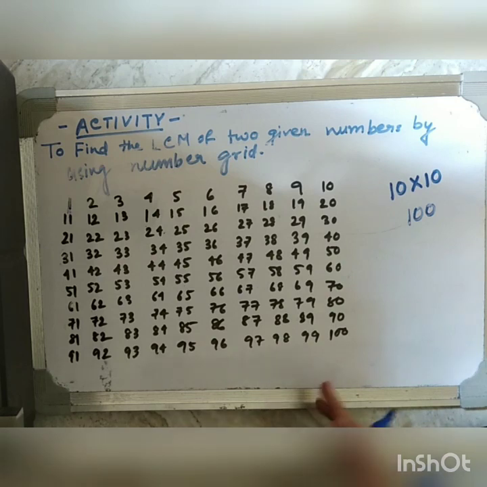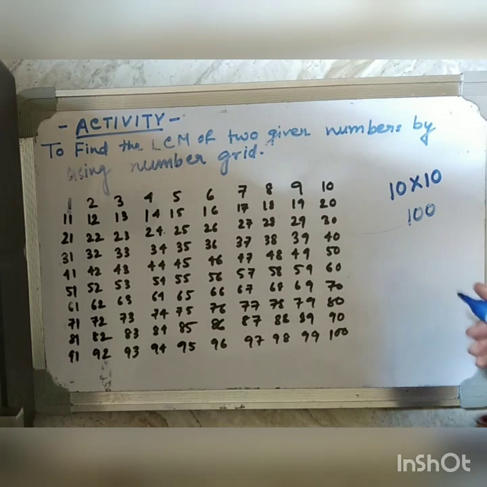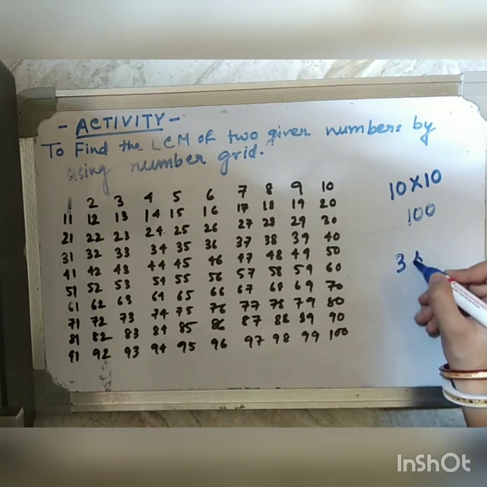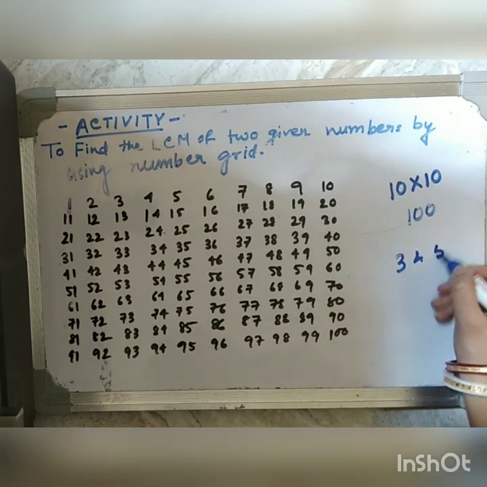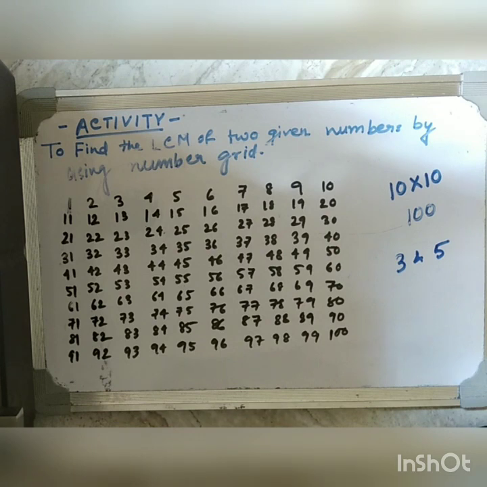The first thing I will tell is how to do this. After that I will say how to write. Now let's say the two given numbers are 3 and 5. Suppose the two given numbers are 3 and 5. What to do?